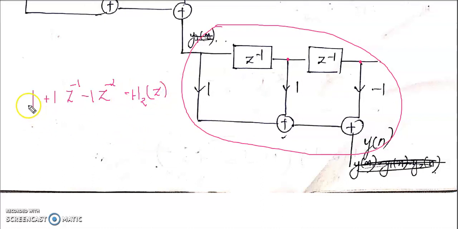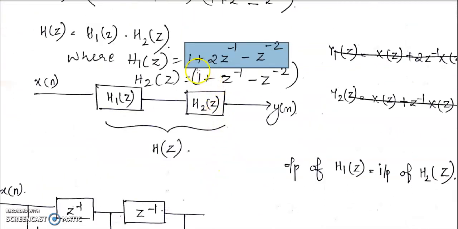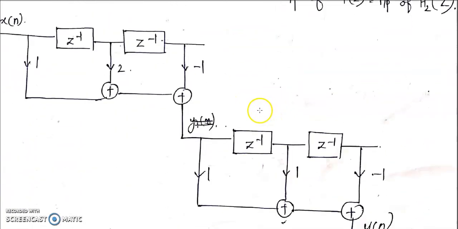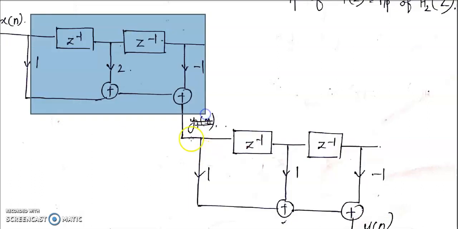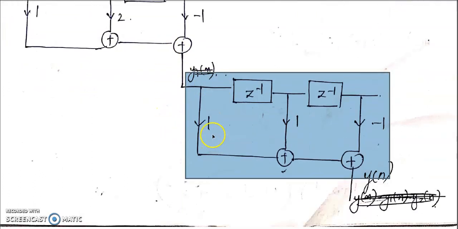H2(z) is 1 plus z^-1 minus z^-2. You can check whether it is right or wrong. That is realized here. So we cascade H1(z) and H2(z). The output of H1(z) is connected as the input to H2(z).